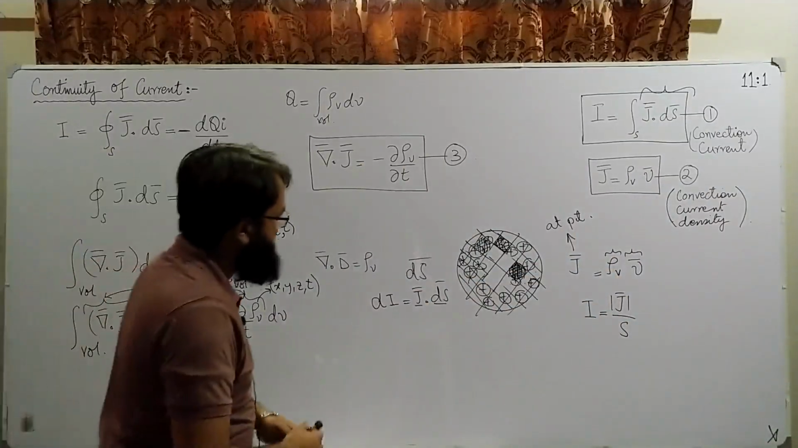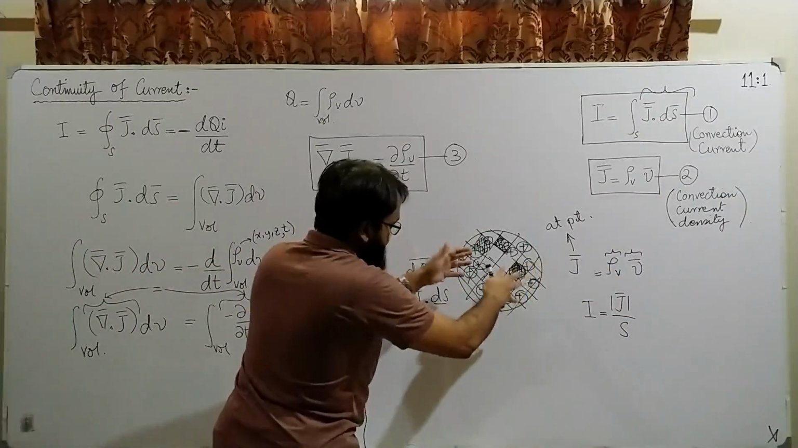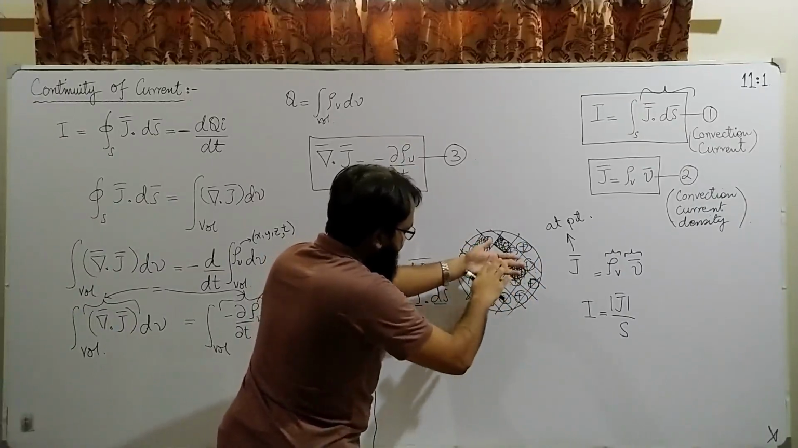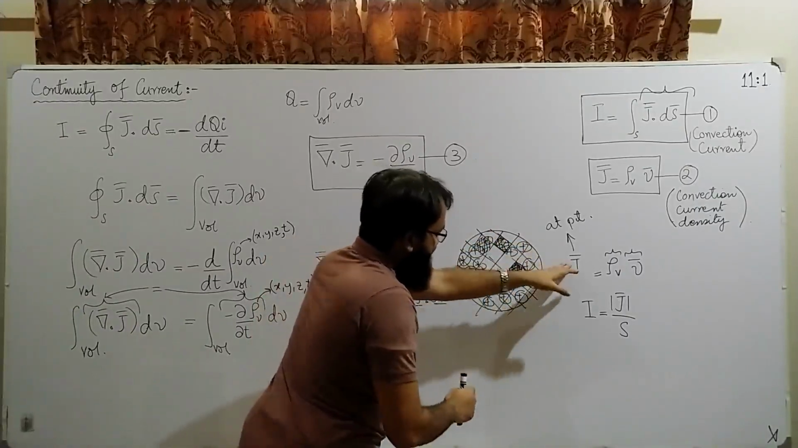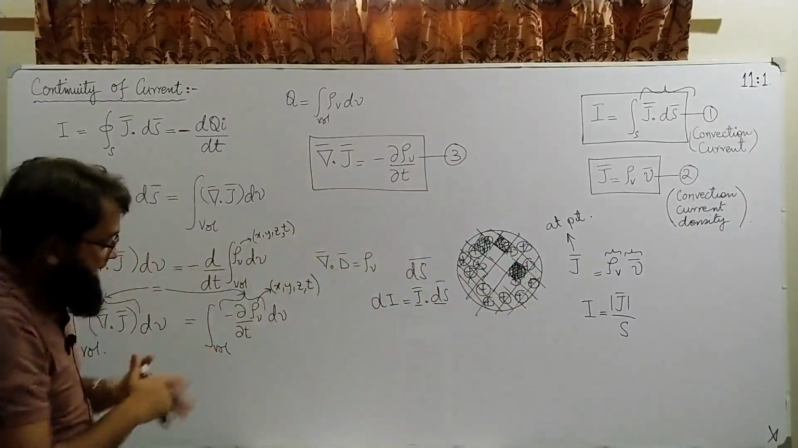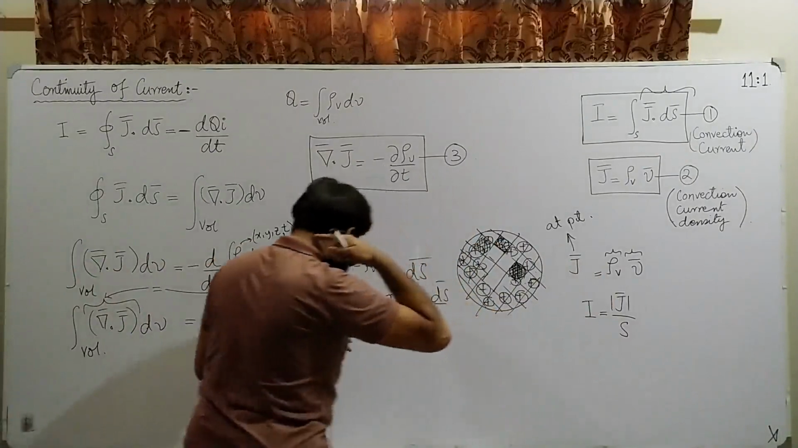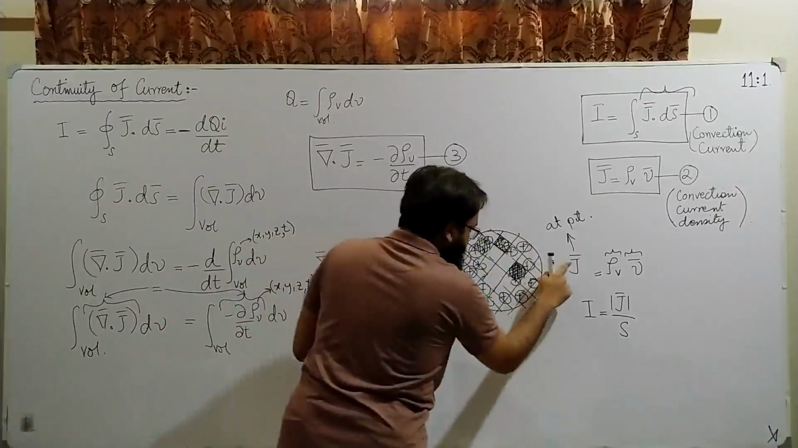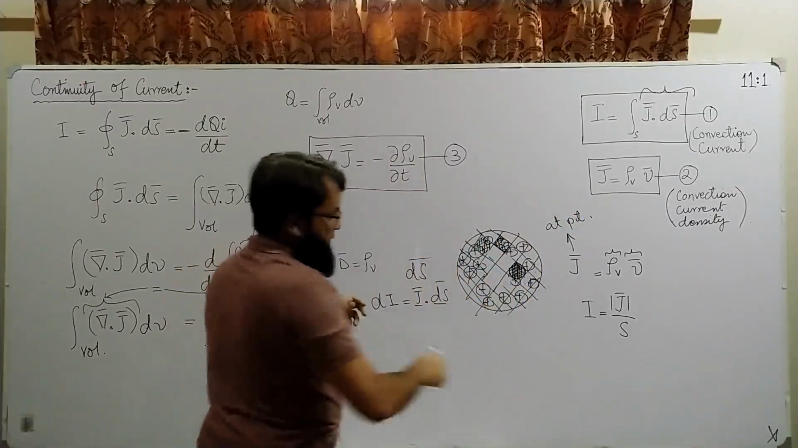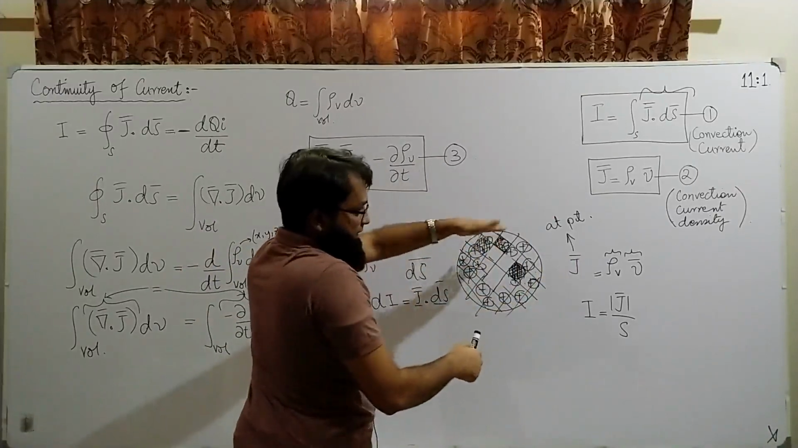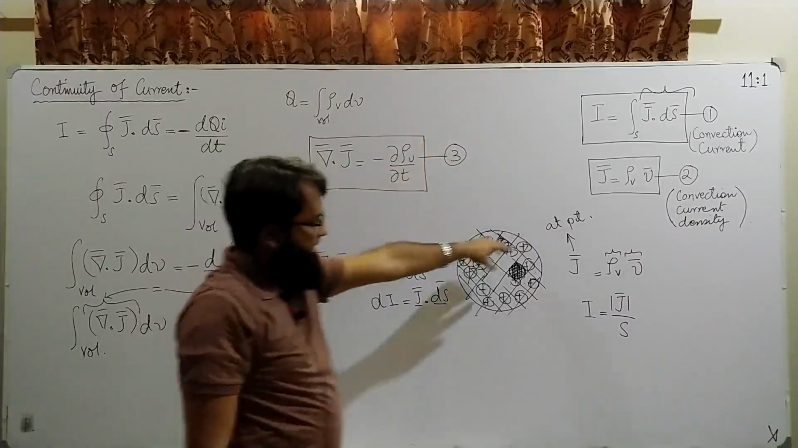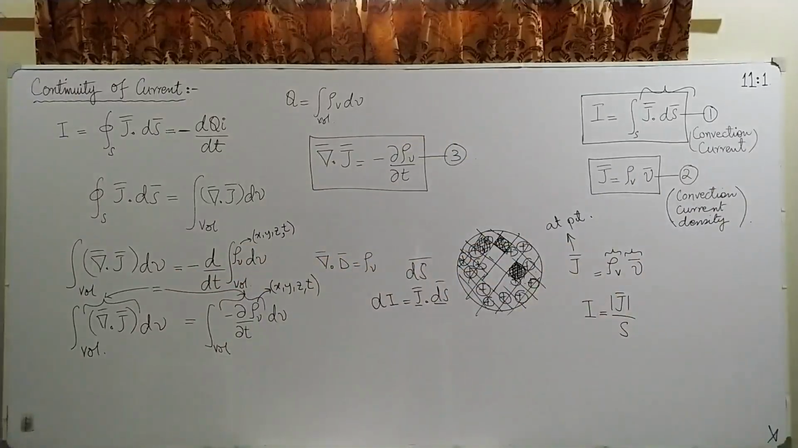So the current is in relation to the observation plane, while the current density is always in relation to the charge density and the velocity. So the basic entity is current density, not current. Based on the surface of observation or area of observation, current will change, but current density will never change. All right, so this is something which I want to emphasize here.